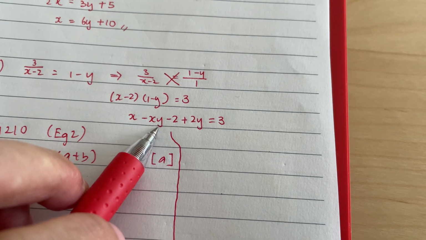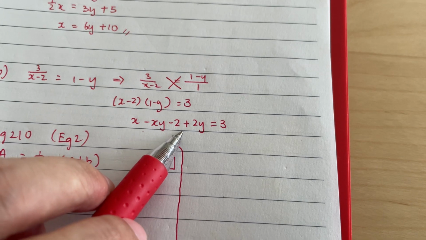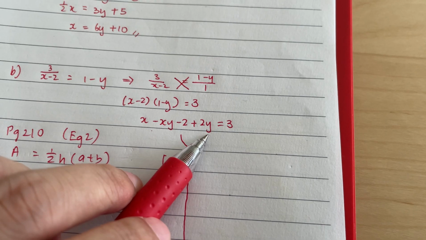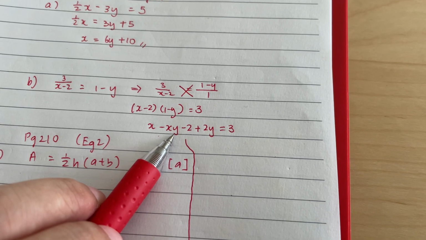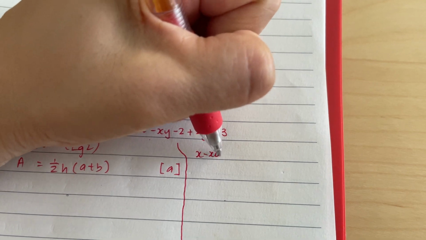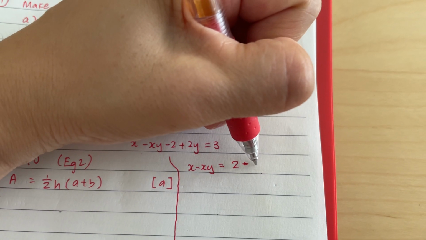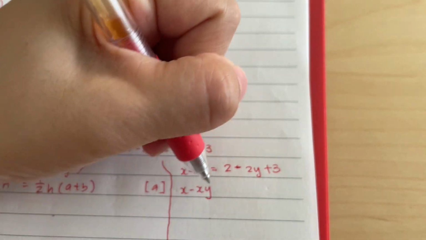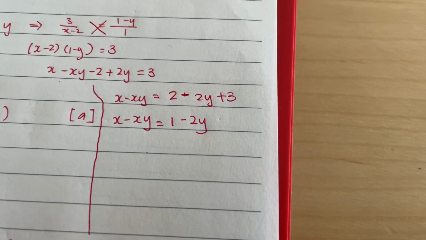Alright, so let's see, to make x the subject, every term that has no x in it, we are going to move it to the right hand side. So minus 2 has got no x, plus 2y has got no x in it. I'm going to move these two terms to the right hand side. And the first two terms, x and minus xy, will remain on the left. Okay, so we will end up with this.